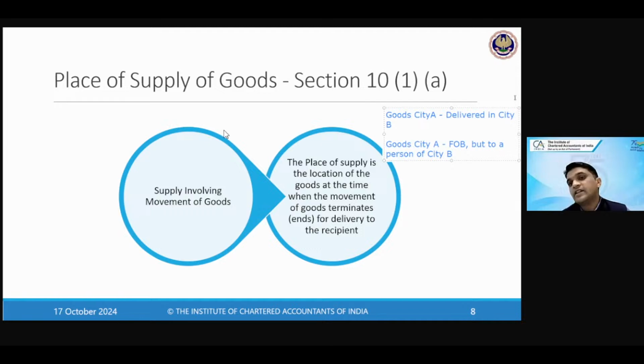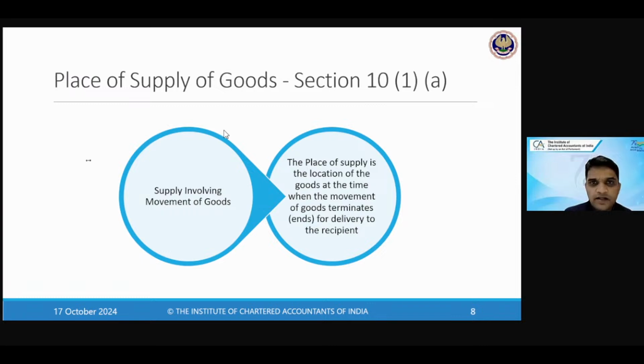Okay, so people who are saying city B, don't get confused. When it is an ex works, ex factory or FOB based transaction, then you have to give the goods at your factory gate and the customer will collect it. That's why it is city A itself. Now, that is a simple case to understand.